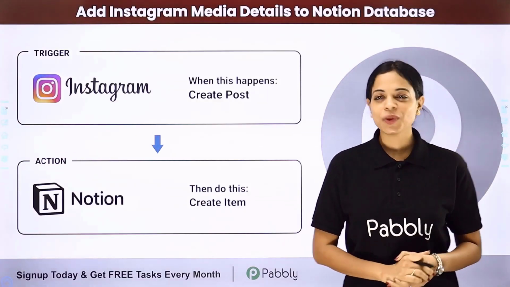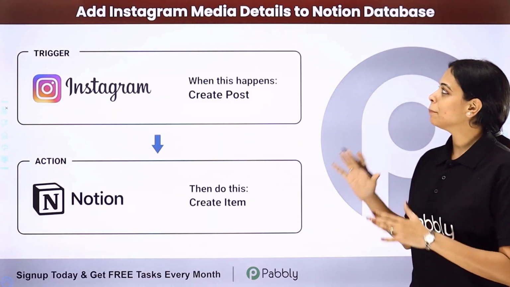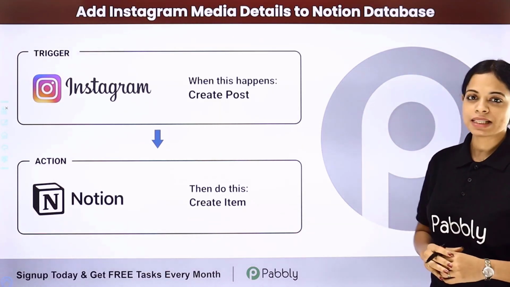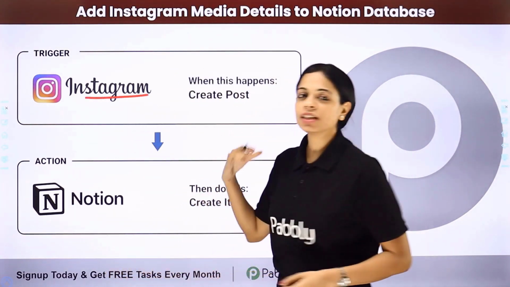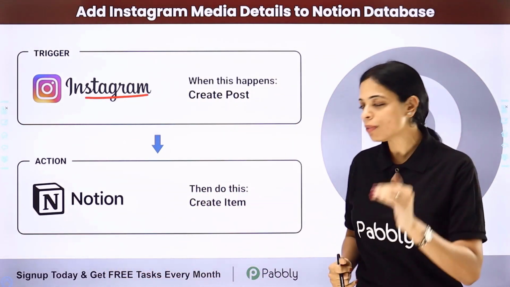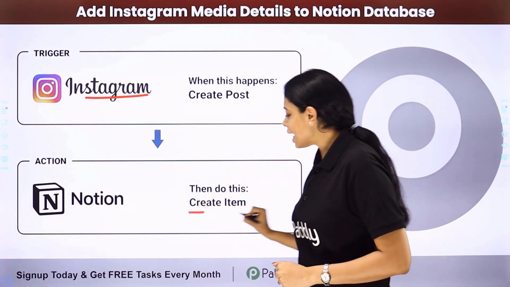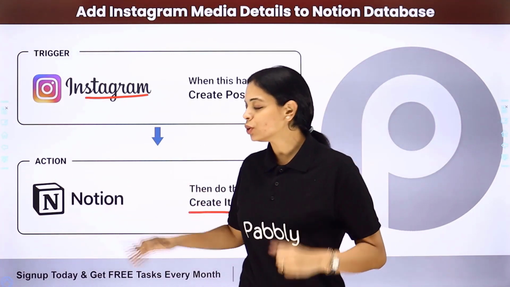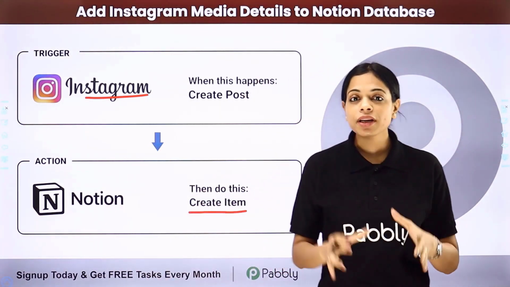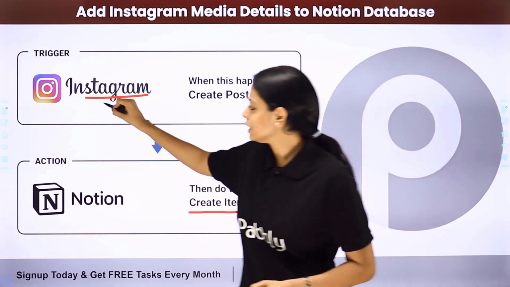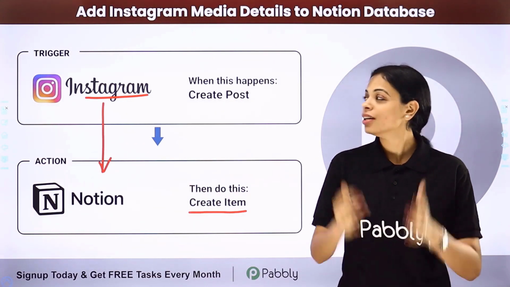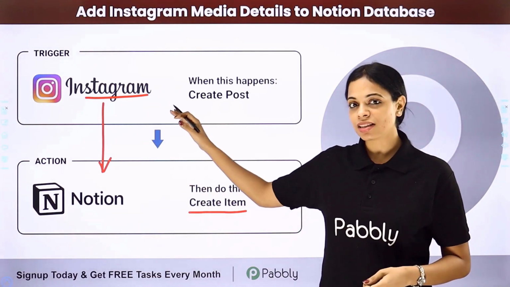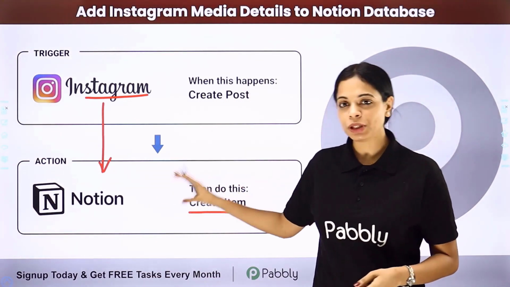In this video, we are going to see how to add Instagram media details to a Notion database. So let's say that you are using Instagram and every time you create a new post, you want it to automatically be created as an item in Notion, which is a note-taking software. To do so, you have to integrate the two applications, and the same thing can be done using Pabbly Connect software. Here your trigger application would be Instagram and your action application would be Notion.